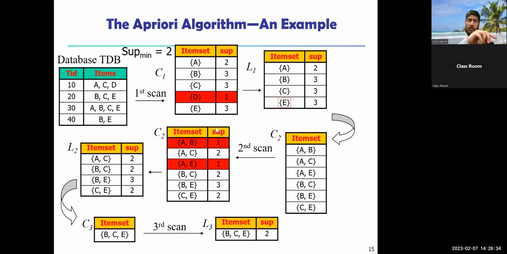So we first generated the candidate one item sets. We generated and counted and then tested them, and after removing those that are not frequent, we are left with the frequent one item sets. Okay, so now we have done the first level. Now we move to the next level, in which we generate the candidate two item sets, which will have two items each.